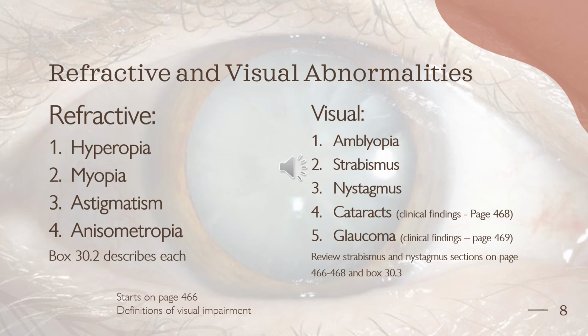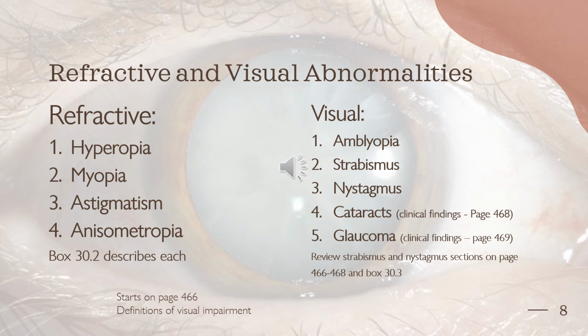Nystagmus, we describe that as the shaking of the eye, especially when they try to focus on something. It can be in one or both eyes. It can be horizontal, vertical, rotary, or mixed. It can be congenital or acquired. Something you need to look for.